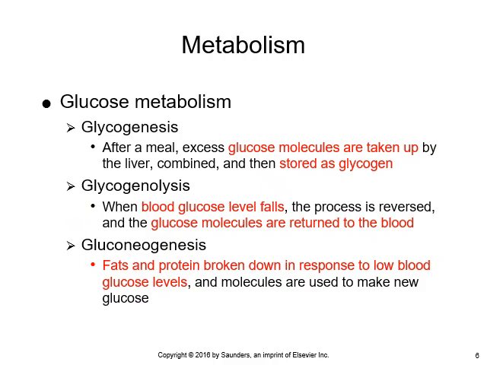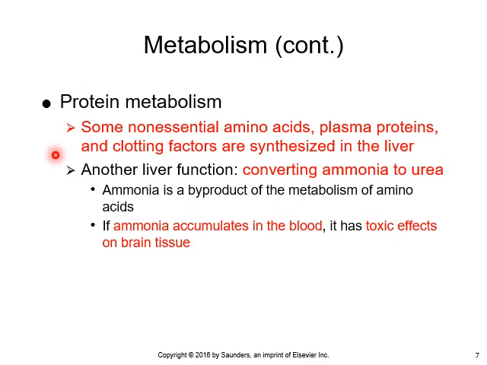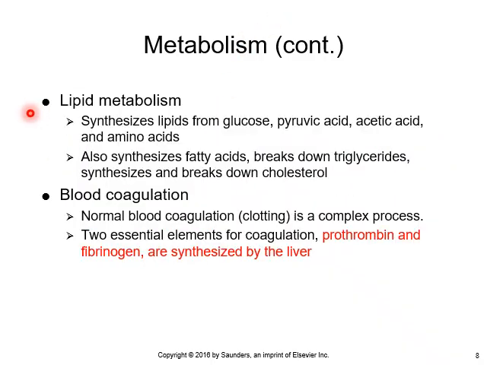Gluconeogenesis is when fats and proteins are broken down in response to a low blood glucose level and the molecules are used to make new glucose. Protein metabolism has been covered in a previous chapter. Lipid metabolism also has been covered.